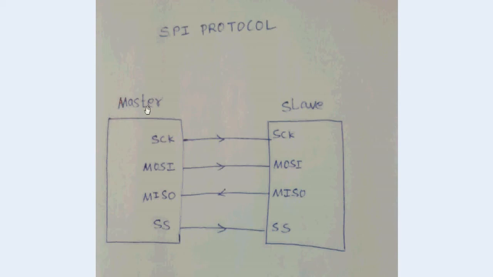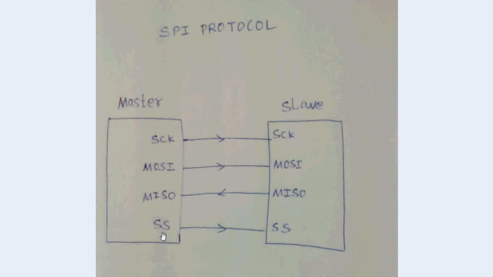So here we have one master and one slave. We are using four wires. They are called SCLK, MOSI, MISO and SS. We are using four wires, so it's called a four-wire communication protocol. SCLK means serial clock, MOSI means master out, slave in, MISO means master in, slave out, and SS means slave select. Here it uses separate clock and data lines.